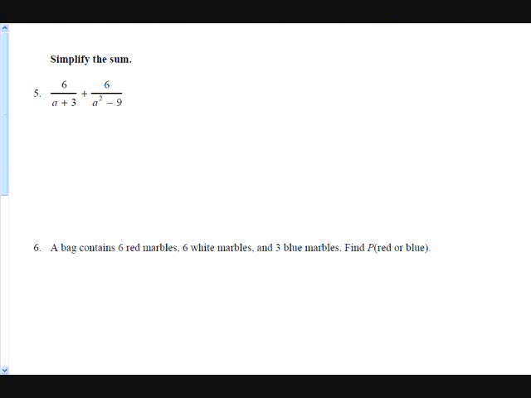If we take a look at this one, we're adding two rational expressions. Remember, we're adding fractions. We need to have common denominators. And this is the one that's kind of like trying to be a fair parent here. If I've got 6 over a plus 3, the first thing I'm going to do is factor this completely. That's going to be 6 over a plus 3, a minus 3. And now, just like raising children, we've got to be fair to each of these denominators.